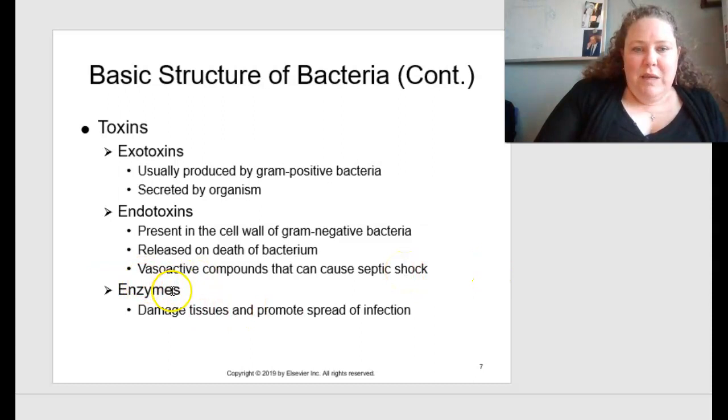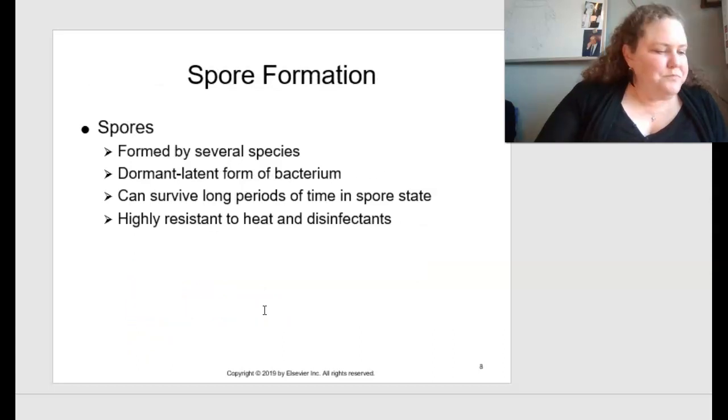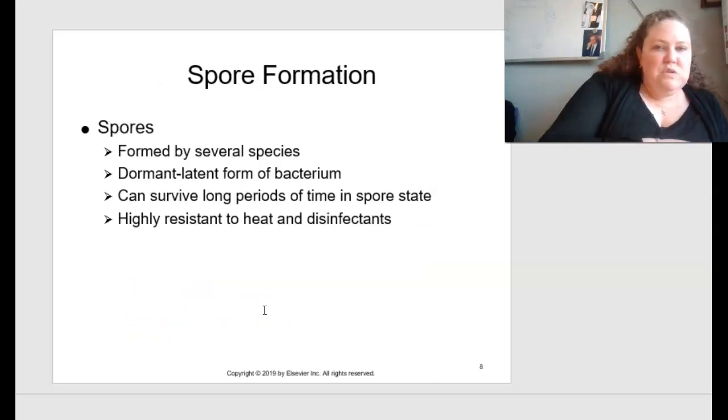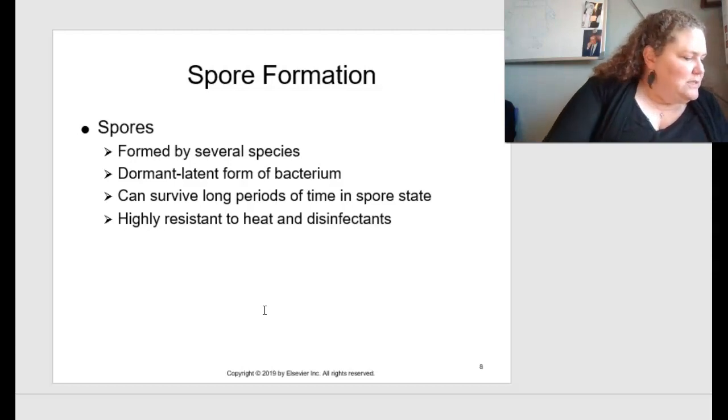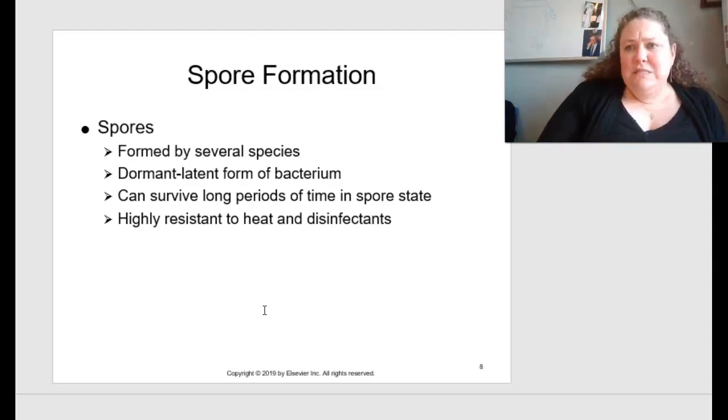Then you also can have enzymes, and these are going to damage tissues and also promote the spread of infection. So what about spores? Spores, they're actually kind of cool. I mean, they're also kind of scary because they're really resilient, you guys, right? They're very preservative, and they help preserve that object for a long time.